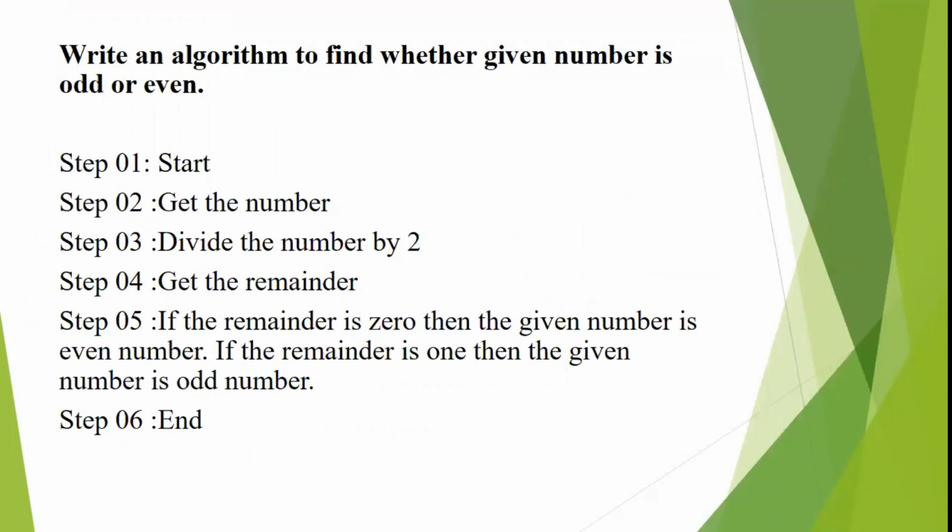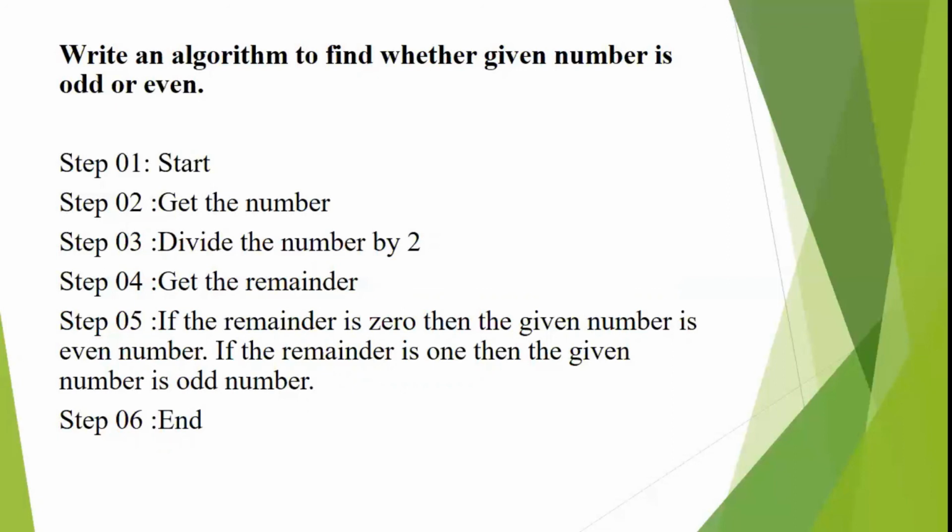So write an algorithm to find whether a given number is odd or even. Right. So step one is the initial step. Start. Step two, you get your number. Right. Step 3, you divide that number. For example, if you get the number as 5, you divide 5 by 2, right? Step 4, you get the remainder. Remainder means, children, now if 5 is divided by 2, the answer is 2, but remainder is 1, right? Because 2 into 2 is 4, so 5 minus 4 is actually 1. So remainder is 1.